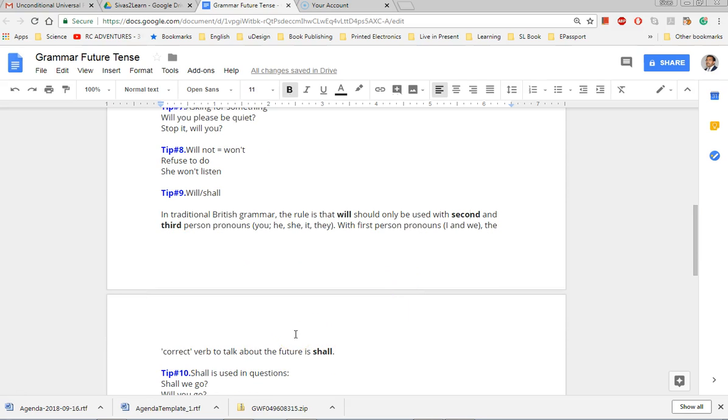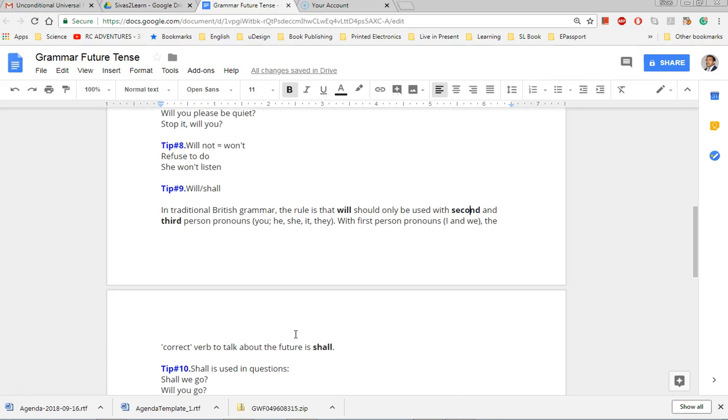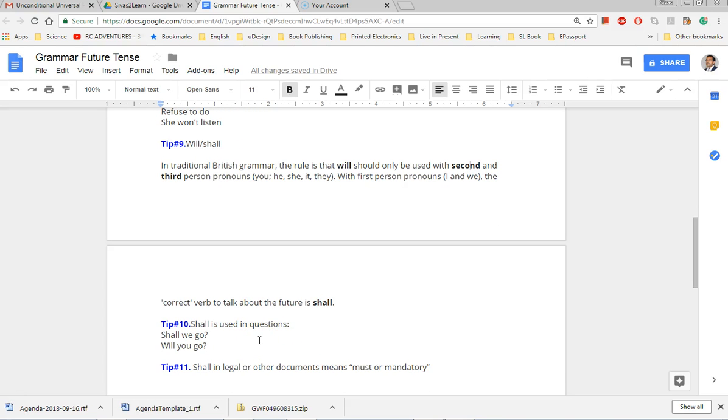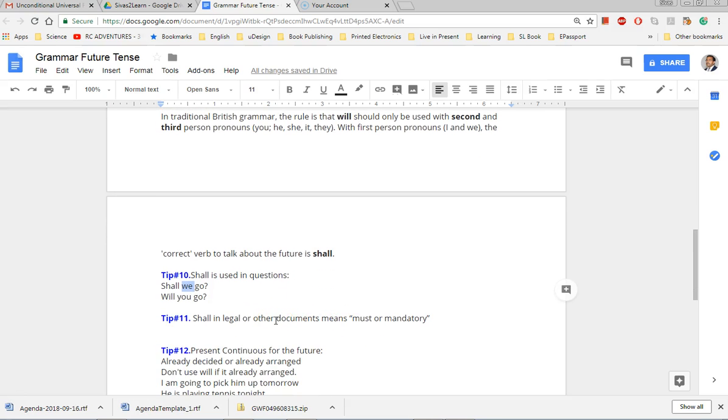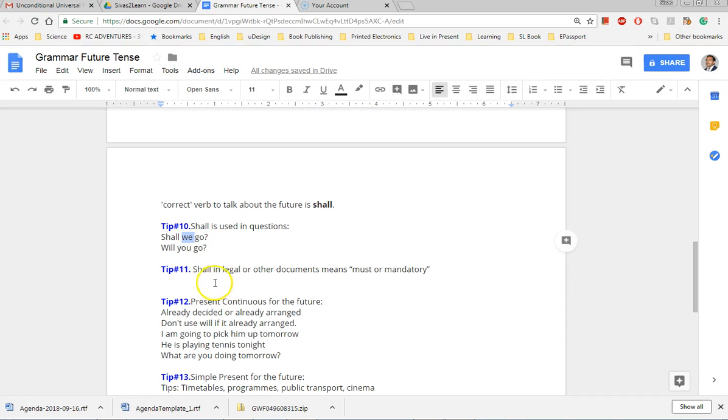That's normal grammar, but we don't really use it these days, especially in North American countries. But still you can use shall in questions. Shall we go, with the first person? Shall I do this? Okay. You don't really say "shall you go"; you say "will you go". Shall in a legal document: if you are reading some documentation and you see shall, that means must, mandatory, right?